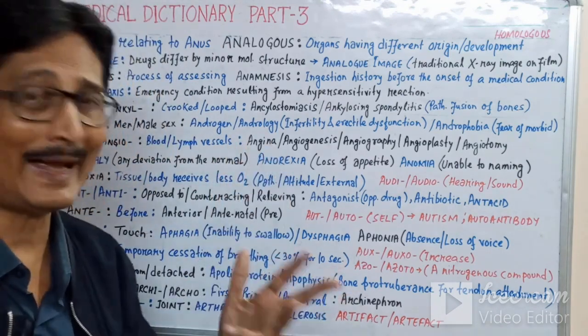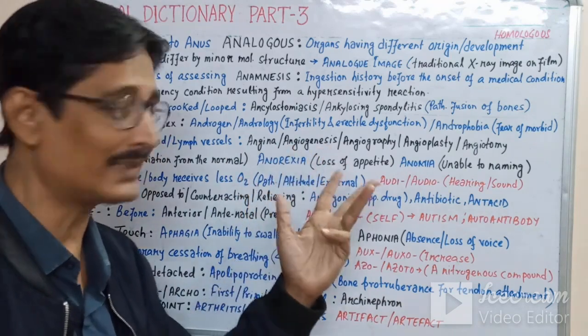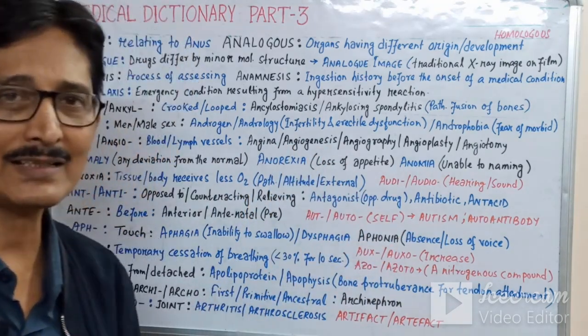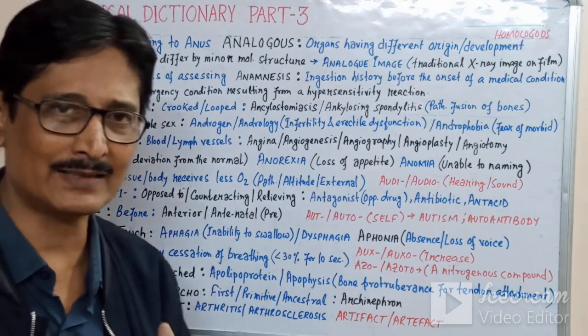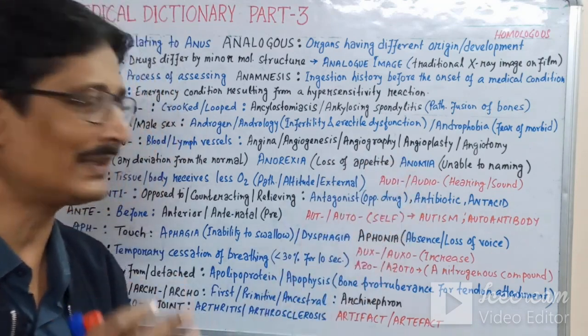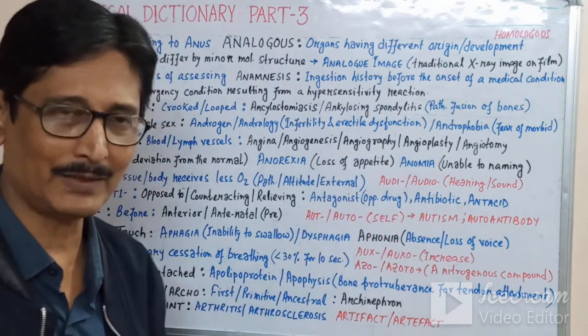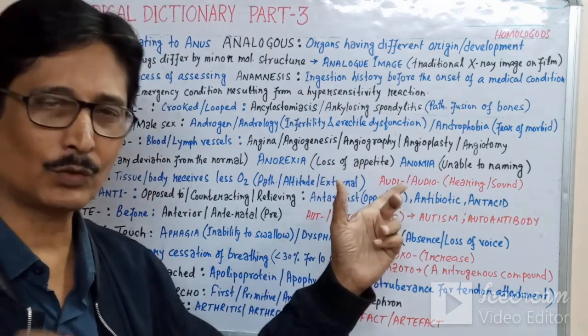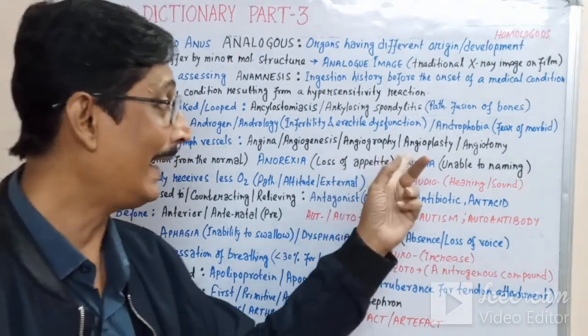This is known as angina, or angiogenesis. Genesis just stands for generation. So generation of blood vessels or lymph vessels is angiogenesis. Angiography is photography, mainly photography by X-ray of the blood vessels.